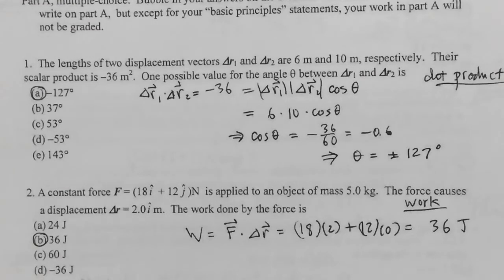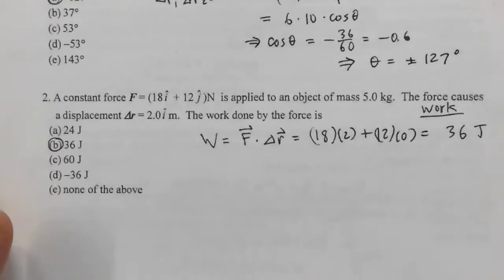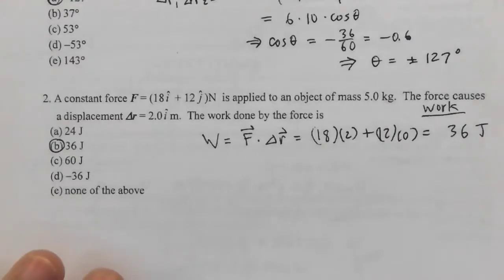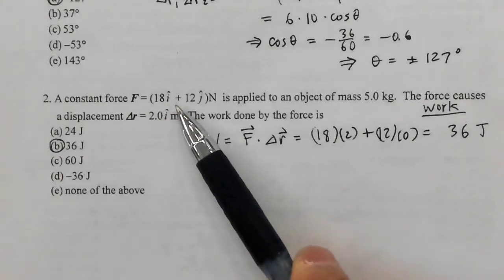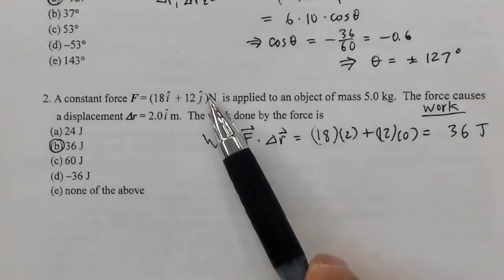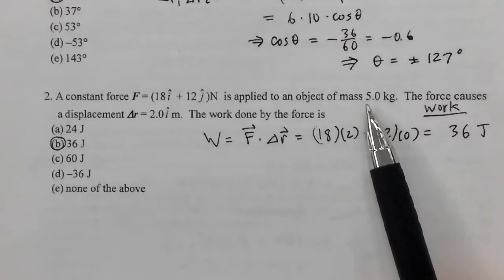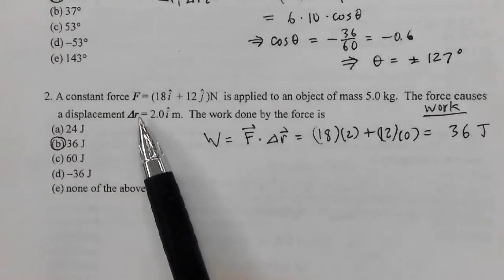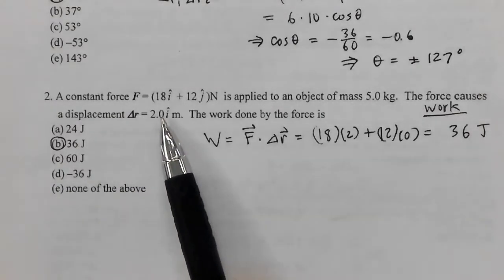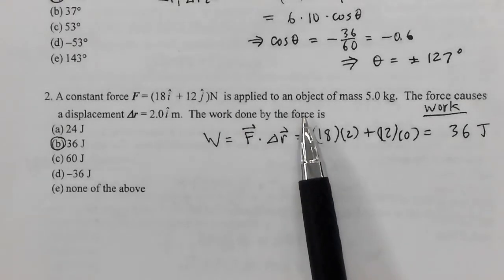Everybody good? Okay. Let's do another dot product type formula. So a constant force F is 18 i hat plus 12 j hat with units of newtons. It's applied to an object with a mass of 5 kilograms. The force causes a displacement delta r, which is 2.0 times i hat meters. And you want to know the work done by the force.